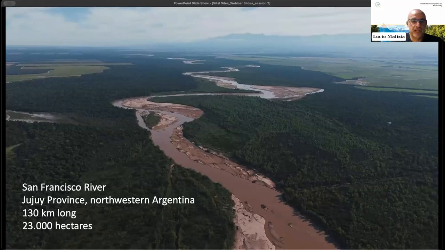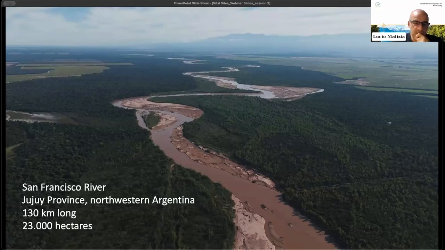I hope that picture gives you an idea of the river and the system where we are. The whole San Francisco River is 250 kilometers long, but we are working in a portion of that river that is 130 kilometers long and 23,000 hectares. That includes the river and the floodplain and forest on both sides.